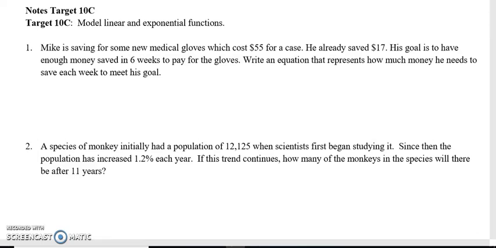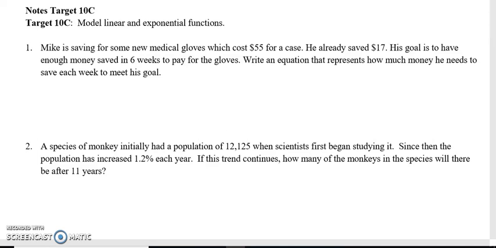Today we're going to focus on target 10C, model linear and exponential function. So number one, Mike is saving for some new medical gloves which cost $55 for a case. He already saved $17. His goal is to have enough money saved in 6 weeks to pay for the gloves. Write an equation that represents how much money he needs to save each week to meet his goal. This situation is represented by a linear equation.